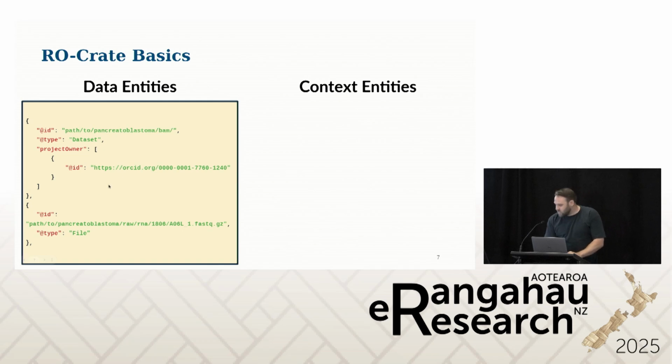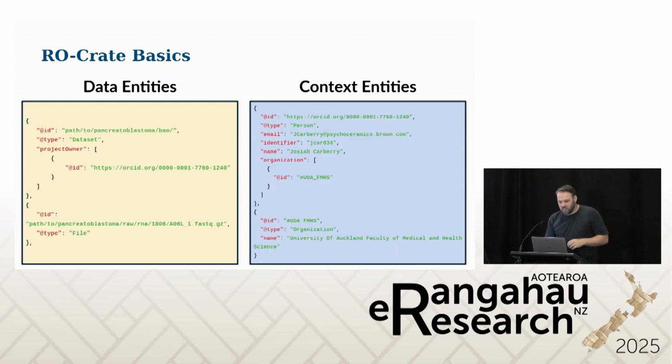And we can see in this data set example, we have an ORCID ID. So this links a data set to a specific owner in this case. We've got the owner's information there. So data entities are all about the actual data we have. Context entities are all about who owns that data or additional information about the data. And we've got another example there about a person.